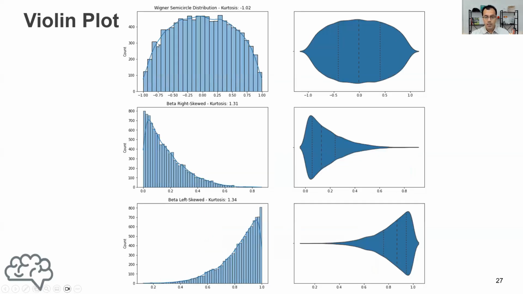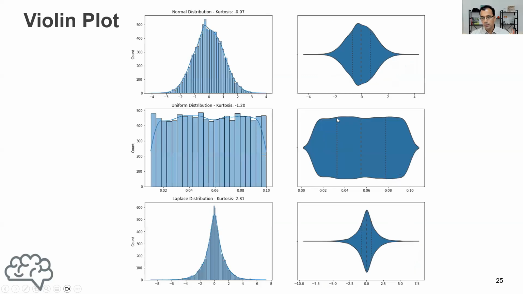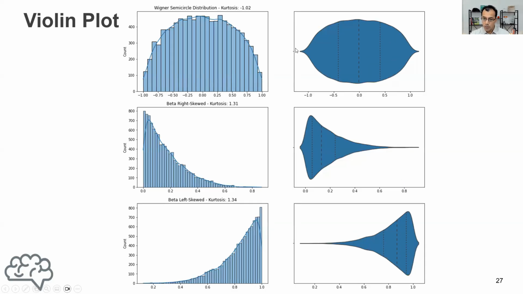In the case of the semicircle, this is similar to the previous one. In this case, I'm making the comparison mainly with the uniform distribution. What happens there is that the density is represented here in the violin plot, which is what we are observing here. In the case of the right skewed distribution, this is also reflected here in the violin plot, and the left skewed distribution is also reflected here in the violin plot.